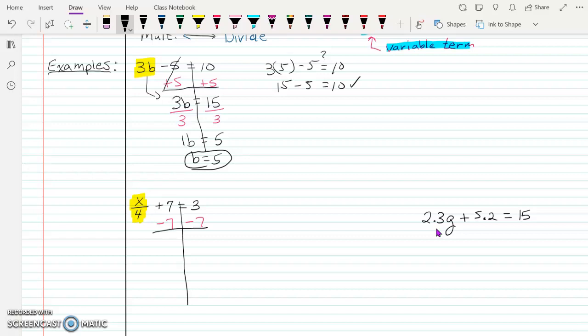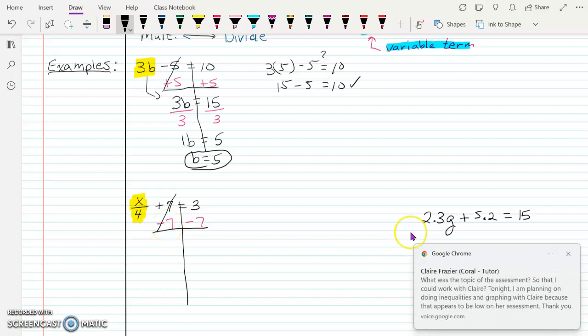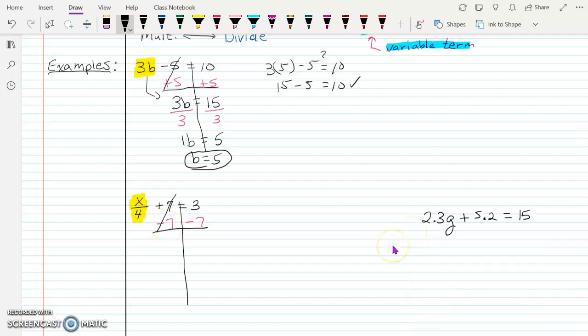So 7 minus 7 is 0. I'll just cross that out. I don't need to write the 0. Bring down what's left over on this side, x divided by 4 equals, now I need to do 3 minus 7. Well, 3 minus 7 would be negative 4 because we're taking away more than we started with. The difference of 3 and 7 is 4, but because 7 is bigger and it's minus or negative, we're going to make the answer negative.